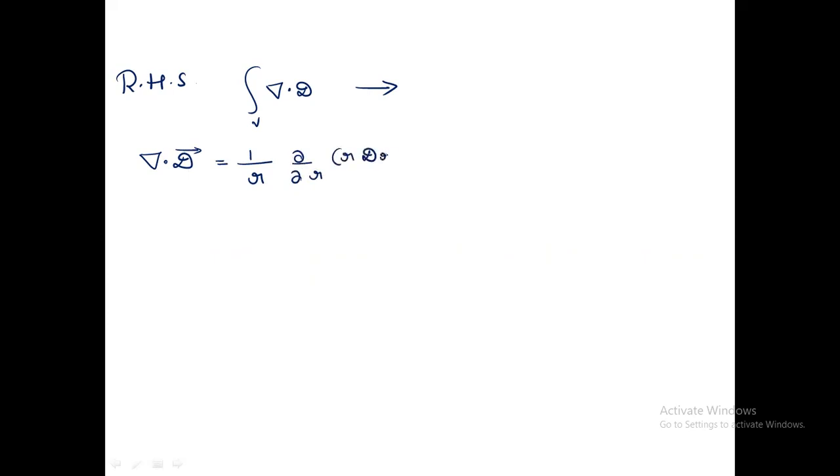Now what we have to do, we will consider the RHS. And the RHS, what we had? The volume integral of del dot D. So in order to obtain this, first I'll have to find del dot D. And this is which system? Cylindrical coordinate system. So in the cylindrical coordinate system, what's the equation for del dot D? 1 by r, ∂/∂r of r into D_r, plus 1 by r, ∂/∂φ of D_φ, plus ∂/∂z of D_z.